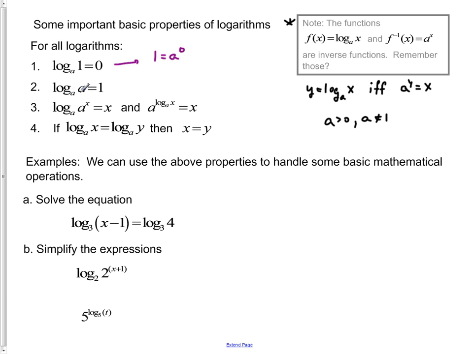Likewise, if I took the logarithm base a of a, I should get 1. And again, this should make some sense because a is the result of raising a base to the first power. Now, this next property, which is a helpful one, tells us that the logarithm base a of a to the x is equal to x. Well, yes, because that is an inverse function relationship. In other words, the logarithm base a undoes a to the x and gives us x.